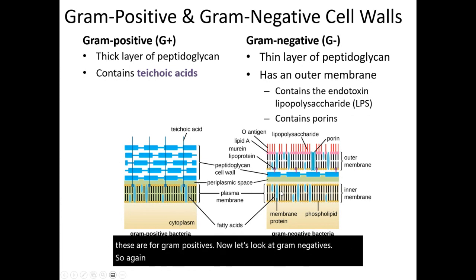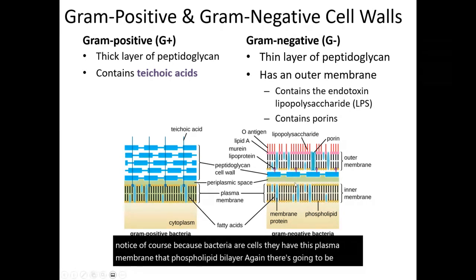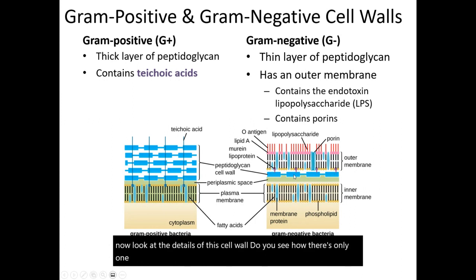So again, just to drill some of these words into your brain, notice, of course, because bacteria are cells, they have this plasma membrane, that phospholipid bilayer. Again, there's going to be a little bit of a gap between the phospholipid bilayer and the cell wall. But now look at the details of this cell wall. Do you see how there's only one thin little layer of peptidoglycan? Compare that to what you see with the gram-positive, right? There is significantly less peptidoglycan with gram-negatives, and that is bad, hence the negative. So it is bad or negative to have so little peptidoglycan.